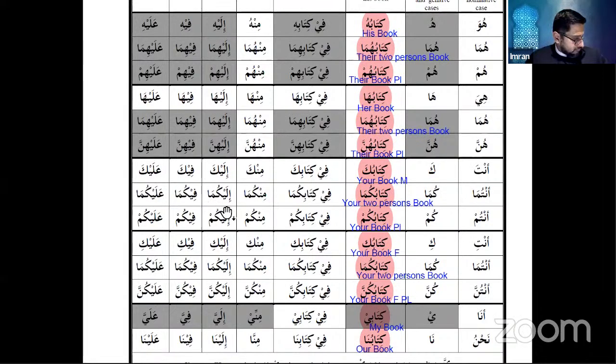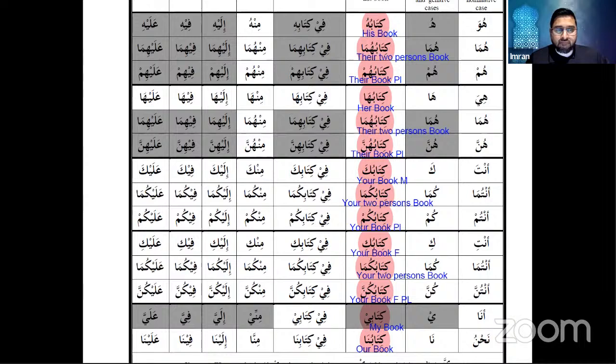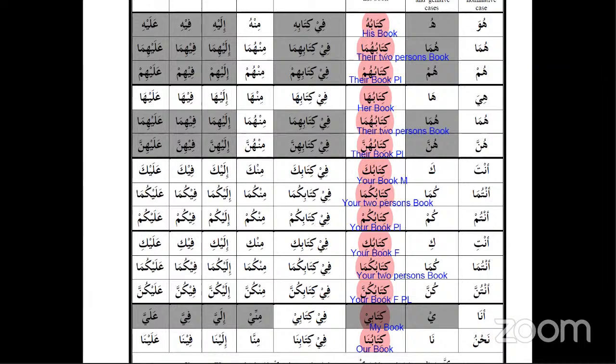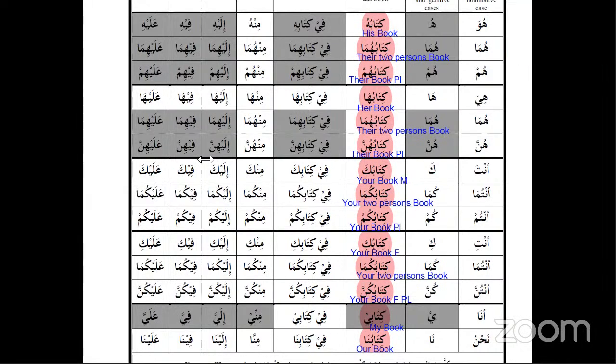Bismillah ar-Rahman ar-Rahim. Kitabuhu, his book. Kitabuhuma, their two-person book. Kitabuhum, their plural. And Kitabuha, her book. Kitabuhuma, their two-person book. Kitabuhunna, their book, plural. And Kitabuka, your book, male. And Kitabukuma, your two-person book. Kitabukum, your book, plural. And Kitabuka, your book, female.